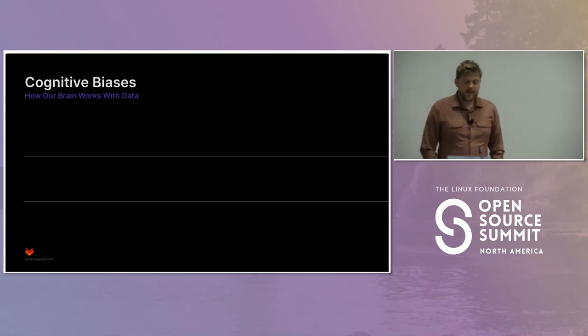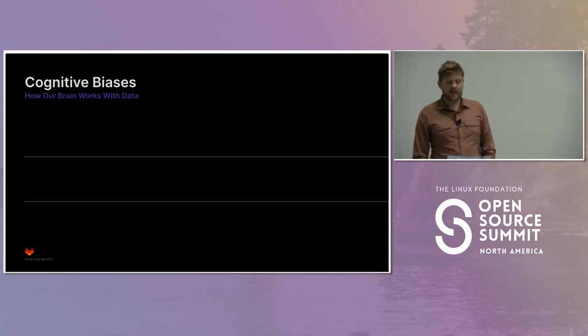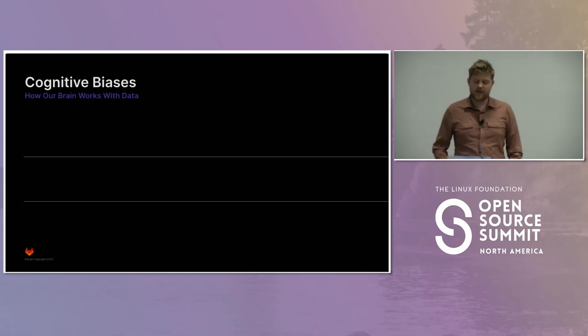So, Wikipedia lists over 100 cognitive biases that exist, and I'm sure that is just scratching the surface. For the sake of time and sanity, I'd like to discuss just a few of the cognitive biases that have a high chance of being magnified in machine learning.